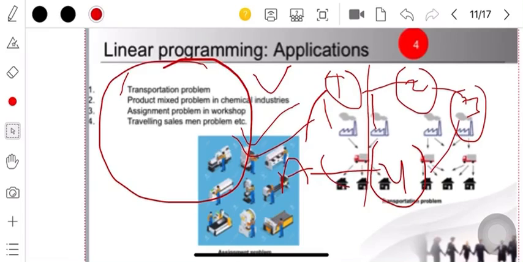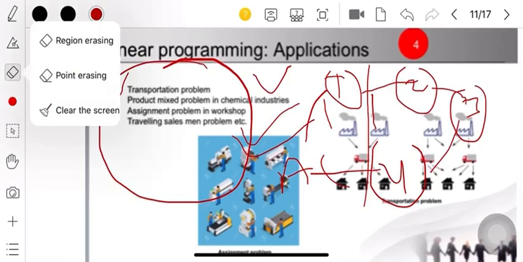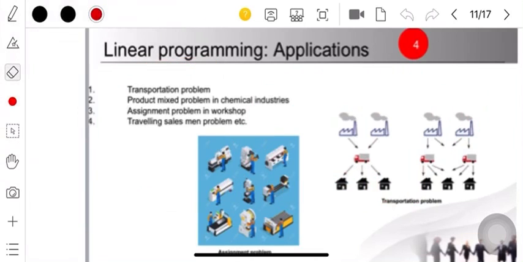So what are the various applications of linear programming problem? Let me define this. The first application is the transportation problem. It is the biggest application, whether you are going to supply from various factories to various warehouses so that you can minimize the total cost of the transportation. This will be covered in the next part, when we will be discussing the transportation problem and the assignment problems.